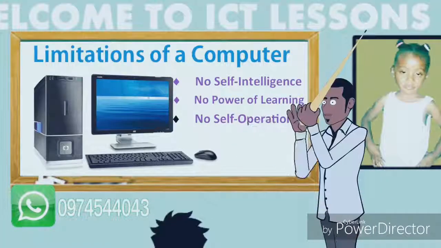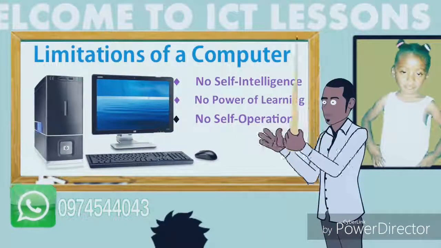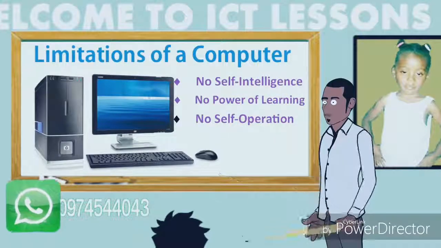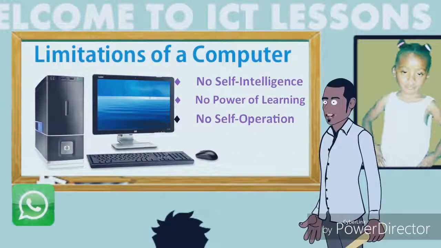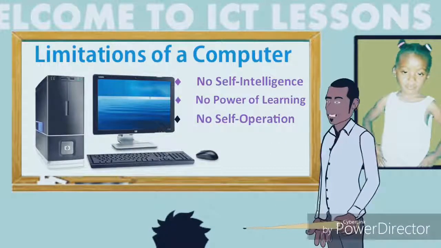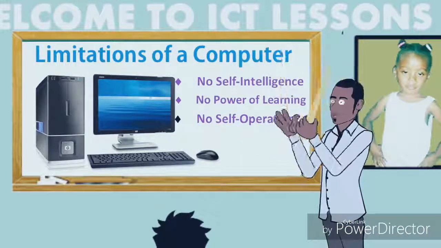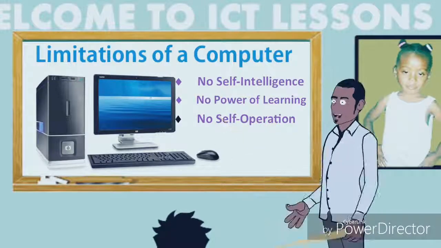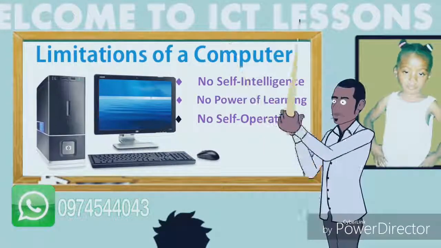Thirdly, no self-operation. What does it mean when you say a computer cannot operate itself? This means that a computer cannot operate on its own. It needs a user, it needs you to give it instructions for it to operate or for it to run. On its own, it cannot start any program, it cannot do anything. So whatever work has been done on a computer is being done by a user, it is being done by you.